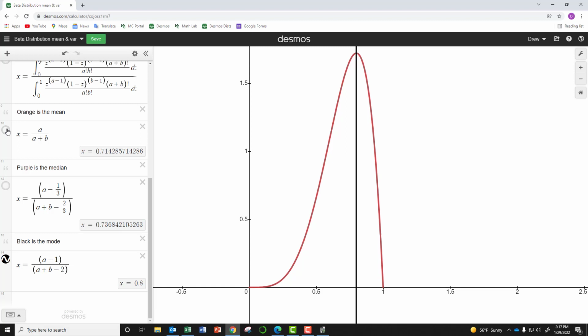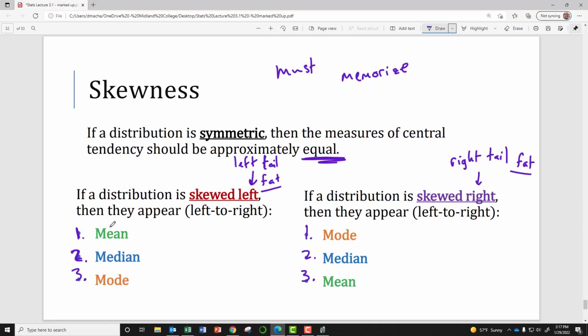So this is the left skewed distribution. If I add the mean and the median, I want to show you that for a left skewed distribution, what appears is mean, median, mode from left to right. So in orange, we have the mean. In purple, we have the median value. And in black, we have the mode. So this is mean, median, and mode of a left skewed distribution. That's how they appear. That's why I wrote mean, median, mode under skewed left for this slide.